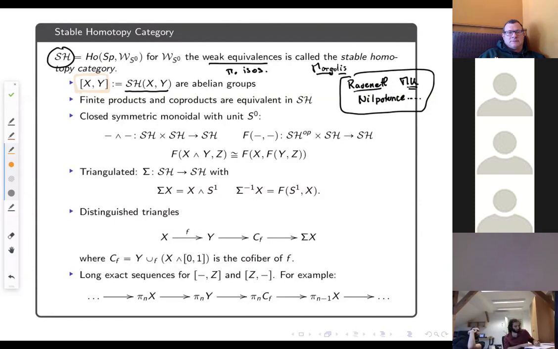You can define homotopy classes of maps in Spectra. It's not always computed like that. So you can be too naive, but in this talk, XY will be the HOMs in the stable homotopy category. So by definition, they're the right thing. Okay, so the category is stable. The finite products and coproducts are equivalent in SH. So for example, if you have a diagram like this, and suppose that it's a pullback, then it's also a pushout.